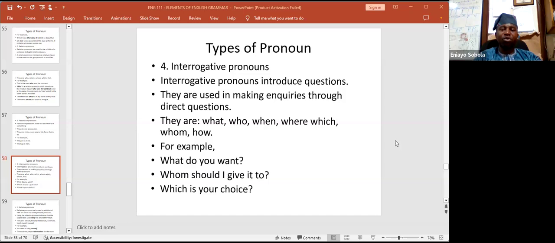For example, what do you want? What is an interrogative pronoun which introduces the question. Whom should I give it to? Whom is an interrogative pronoun. Which is your choice? Which is another interrogative pronoun used to make an inquiry.